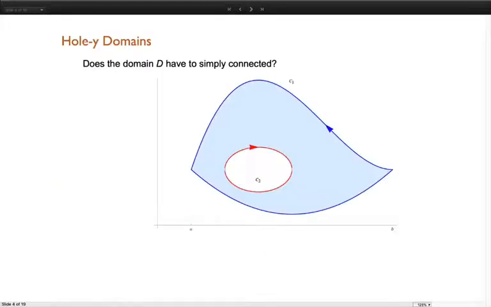So let's ask a question about that region D. Does it really have to be what we call simply connected? It's a solid region without any holes in it. And it turns out the answer is no. We can still apply Green's theorem to something like this.